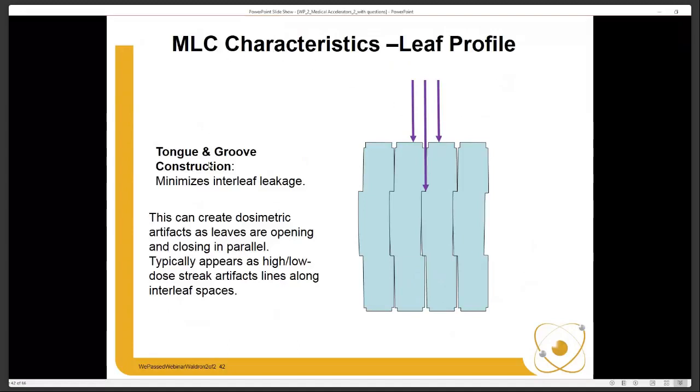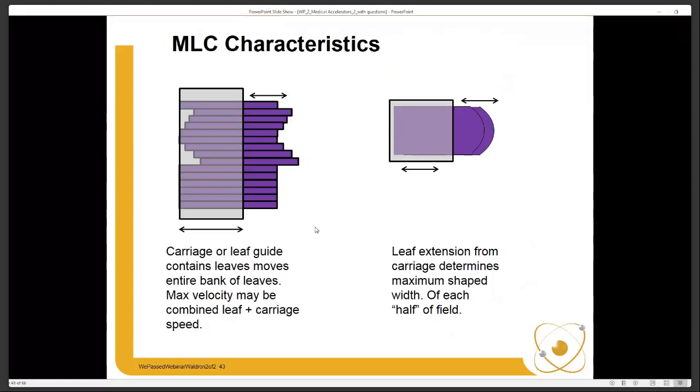Most MLCs have some sort of tongue and groove construction to prevent photons from just passing between the leaves. We don't want hot spots or hot lines showing up, and even with tongue and groove, we do see streak artifacts from time to time. Most modern MLCs use some sort of carriage or leaf guide structure to move the entire bank of leaves and then have the leaves extend and retract from it. This is a representation of those in a top view and then in a side view.